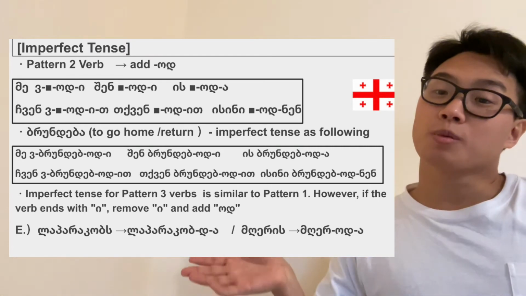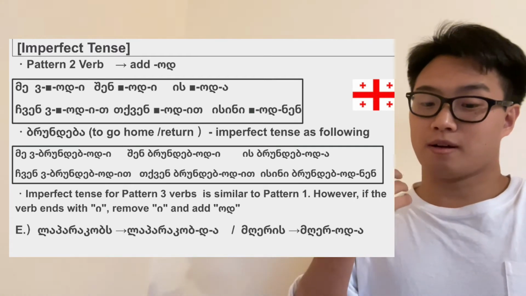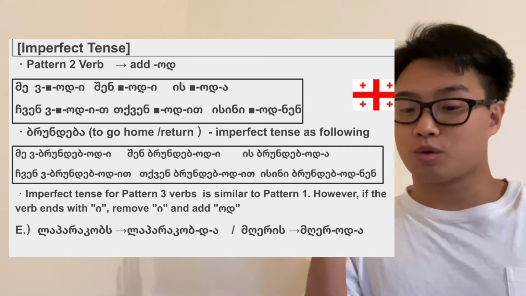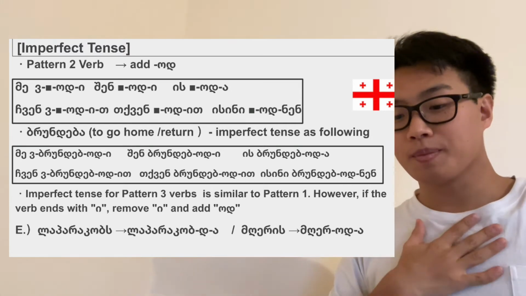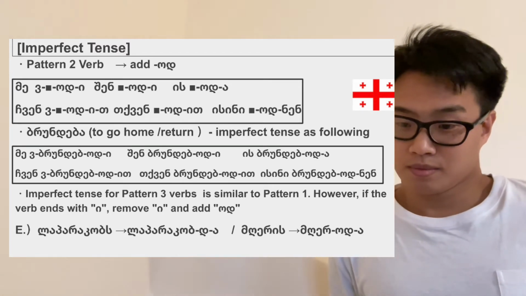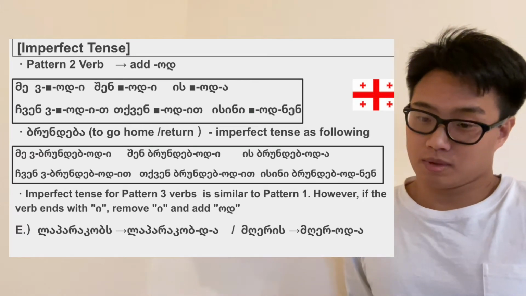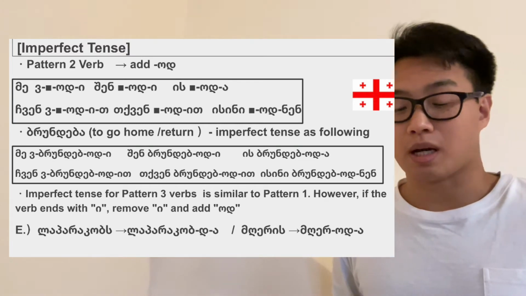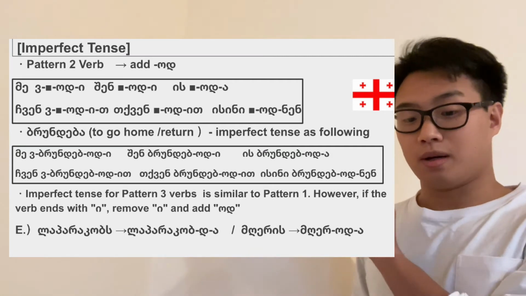And as for chven and tkven, you have to add -t, and that's it. So chven, v, verb root, -odit. Don't forget to add -t, and tkven as well. Verb root, -odit, right? And isini, they, verb root, -odnen, and that's pretty much it. This is how we have to make the past progressive tense for pattern 2 verbs. And as for example, brundeba, right?